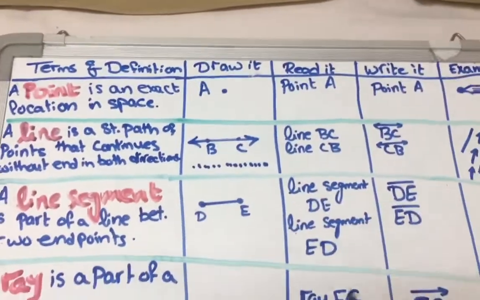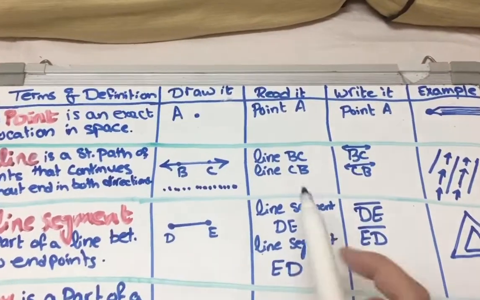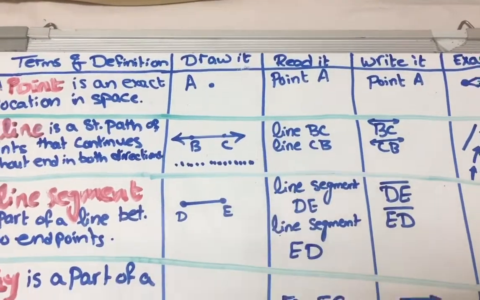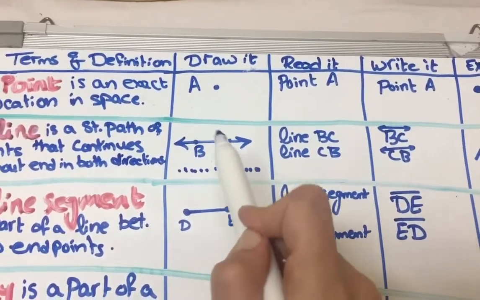How do I read a line? I say line BC or line CB.